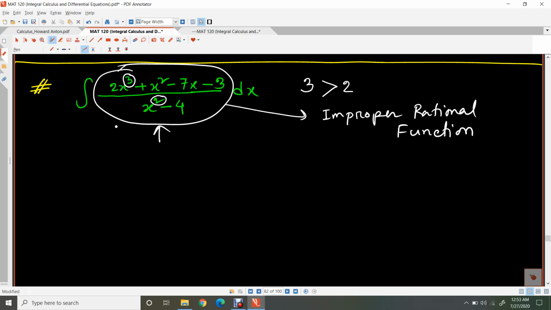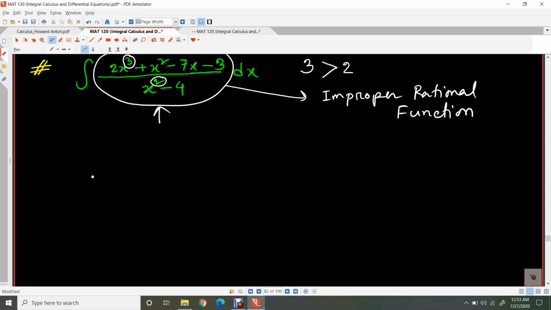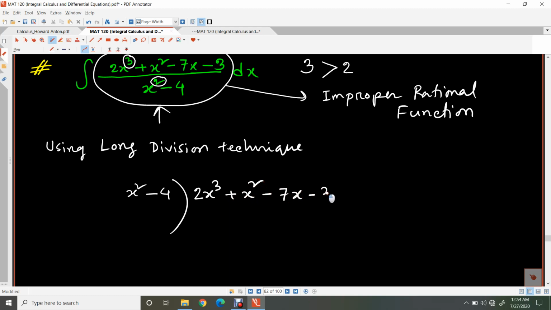Okay, so just to find the antiderivative for this integral, what we can do, we can convert this improper rational function to proper rational function by using long division technique. So using long division process or technique we can divide this function by x squared negative 4. That means we can divide the upper part by lower part. So here we have x squared negative 4 and 2x cube plus x squared negative 7x negative 3.